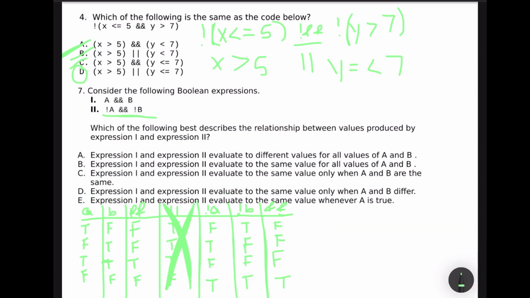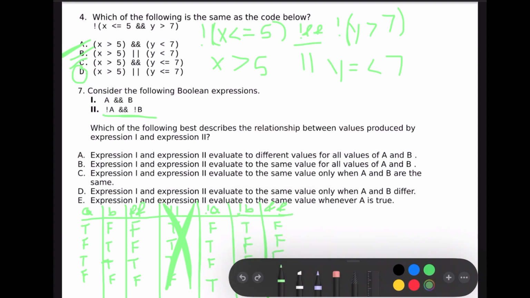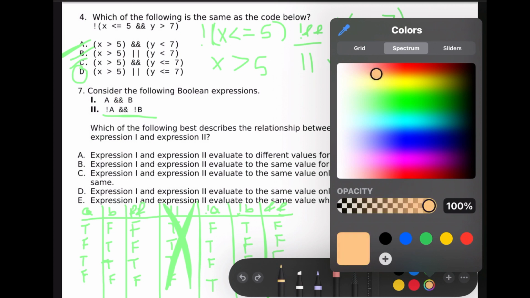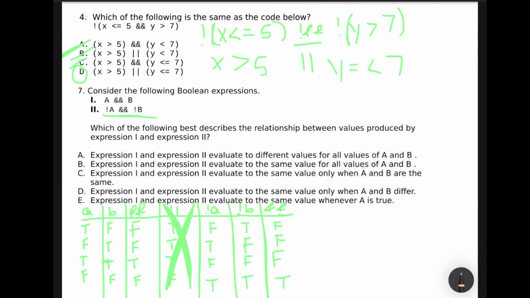Let's look at the answer choices. Expression 1 and expression 2 evaluate to different values for all A and B. So false, true, false. No, they have the same values. Let me switch colors. They have the same values for these. So A is wrong. Expression 1 and 2 evaluate to the same value for all values. No, these two values appear to be different. So B is wrong.